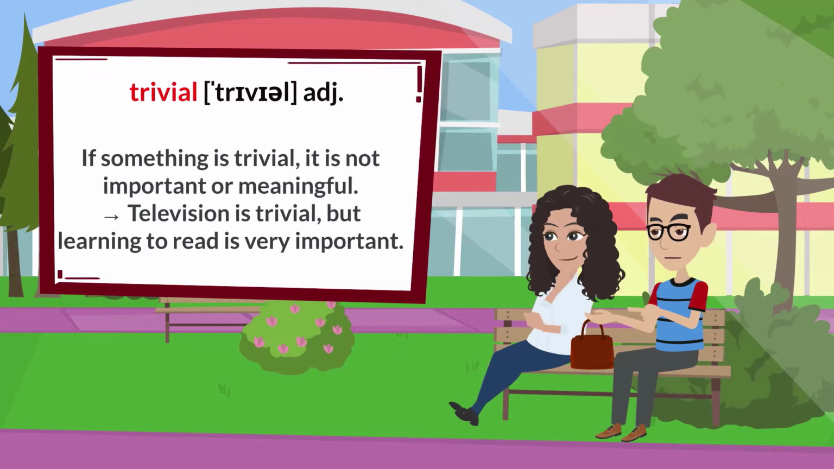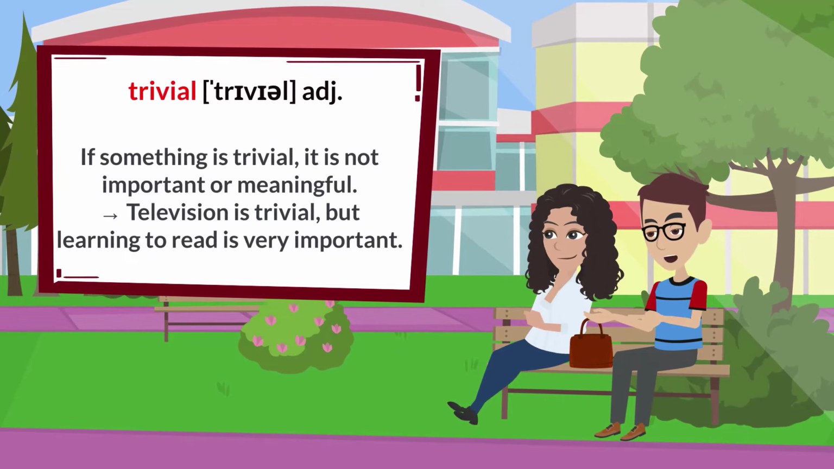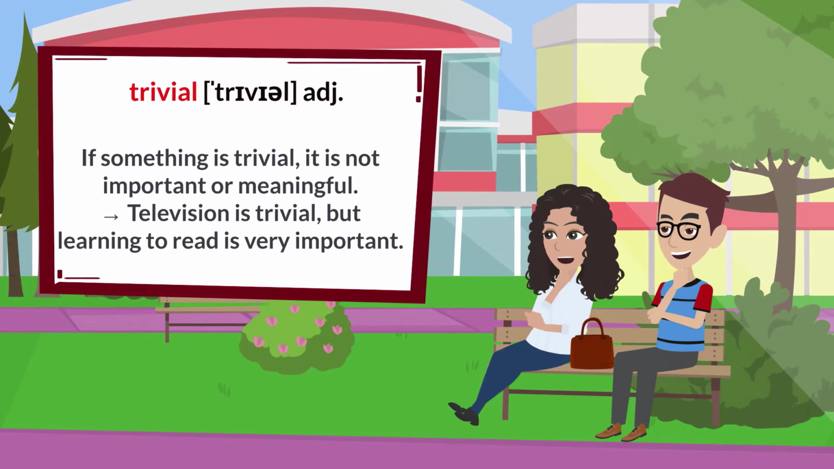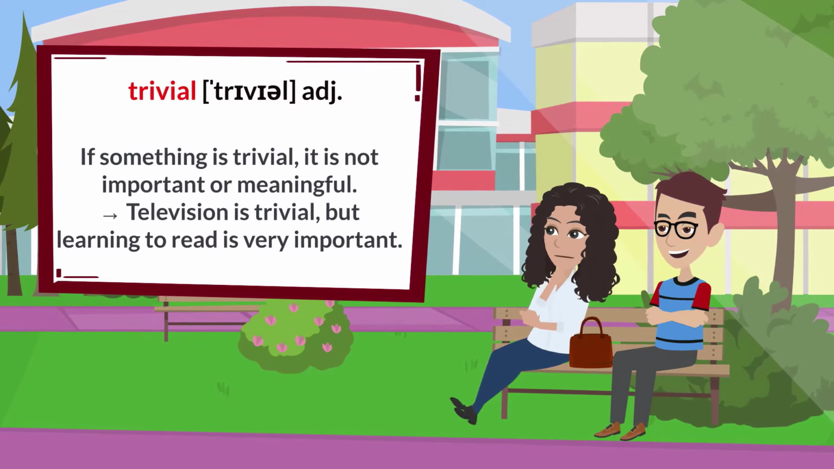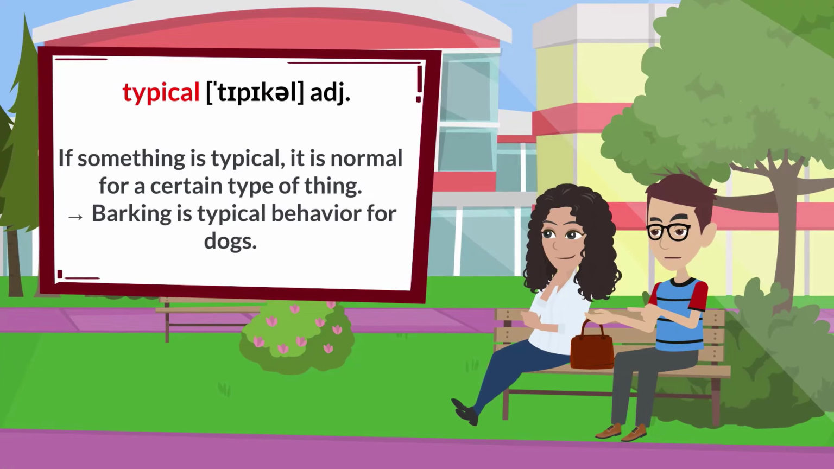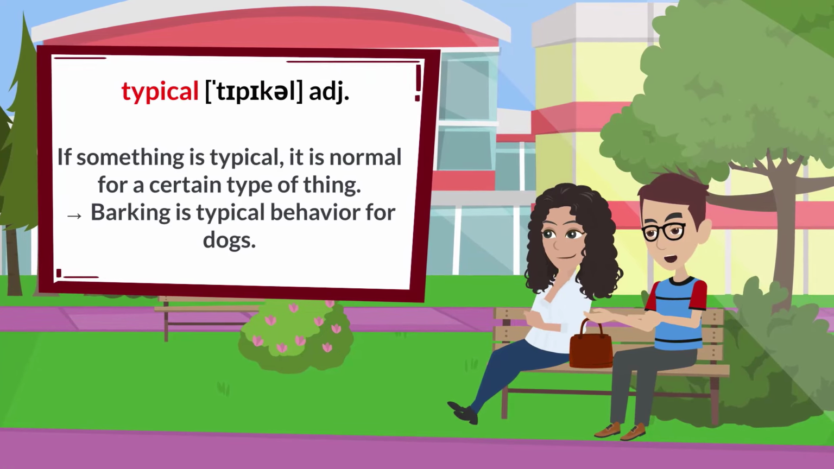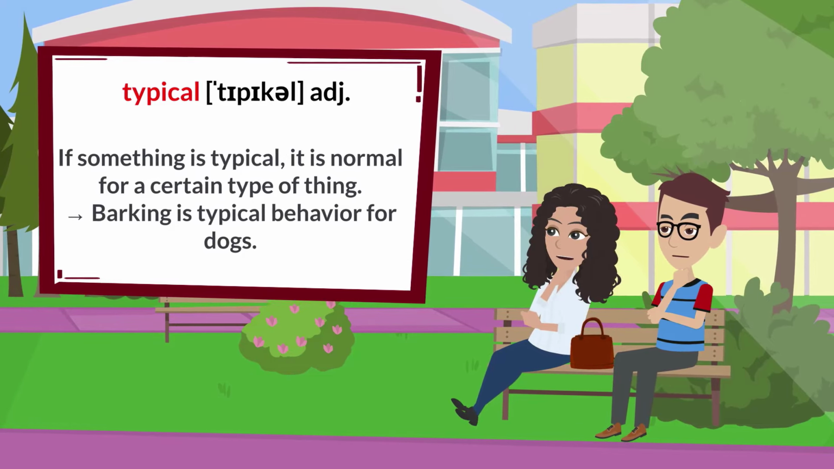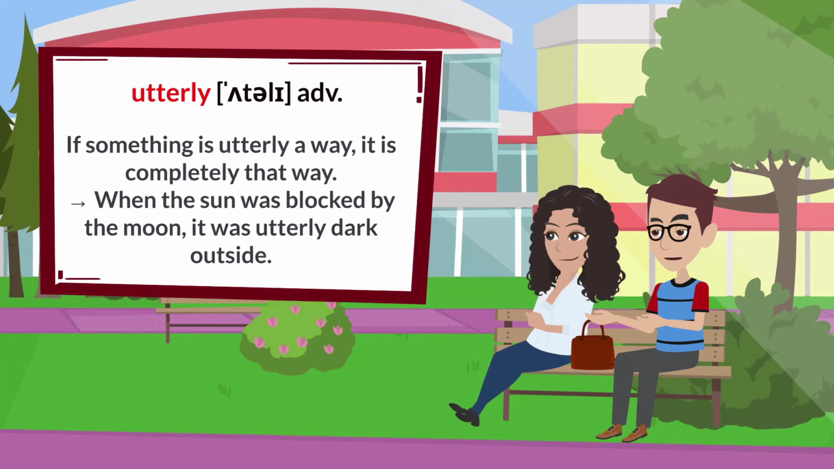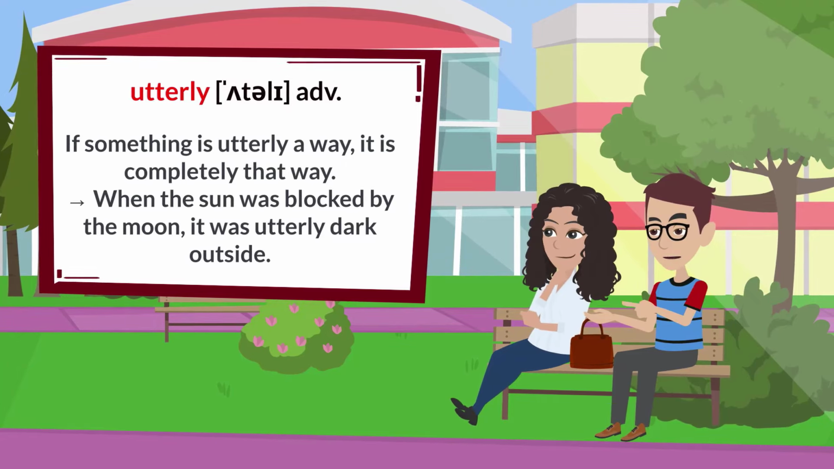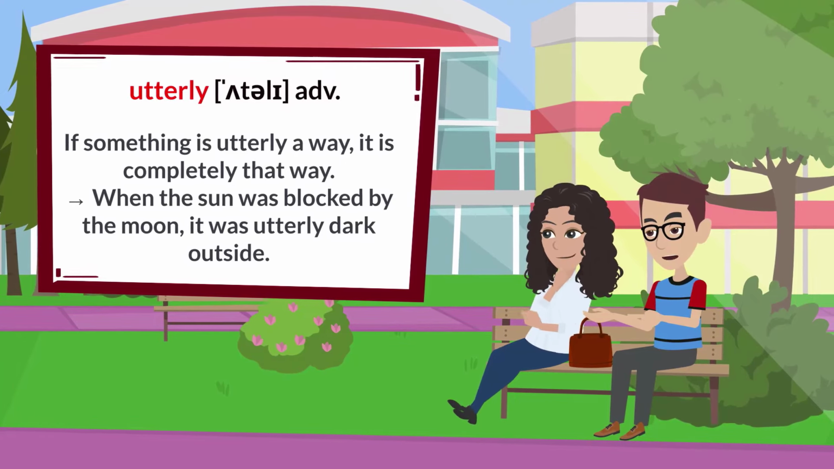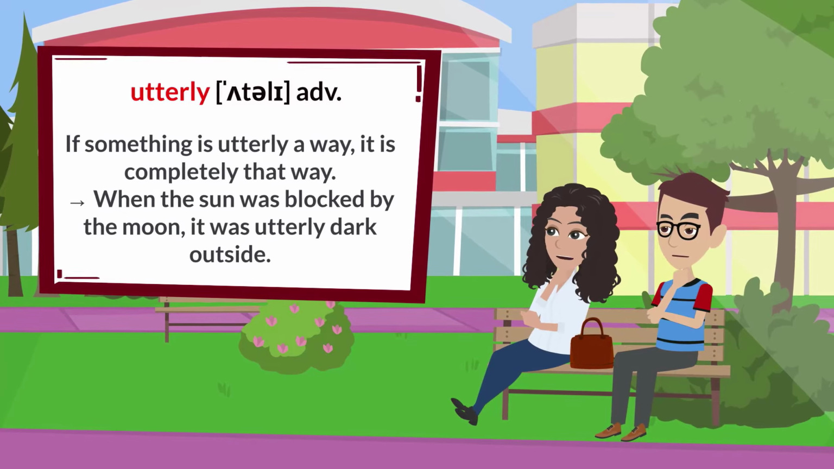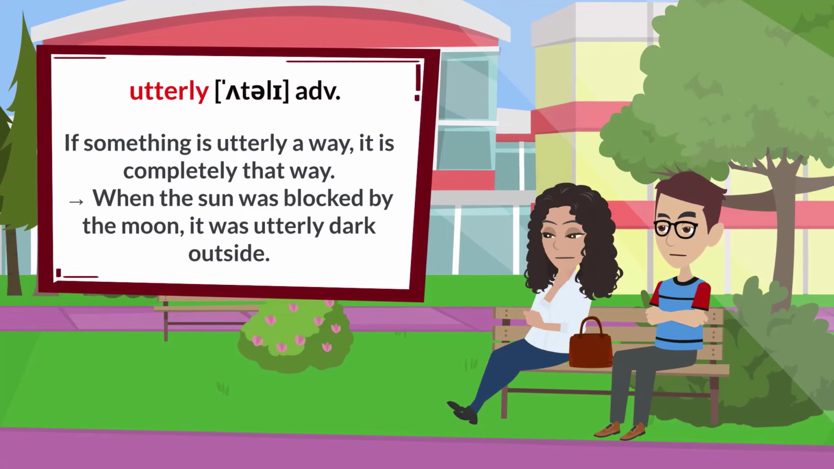Trivial. If something is trivial, it is not important or meaningful. Television is trivial, but learning to read is very important. Typical. If something is typical, it is normal for a certain type of thing. Barking is typical behavior for dogs. Utterly. If something is utterly a way, it is completely that way. When the sun was blocked by the moon, it was utterly dark outside.